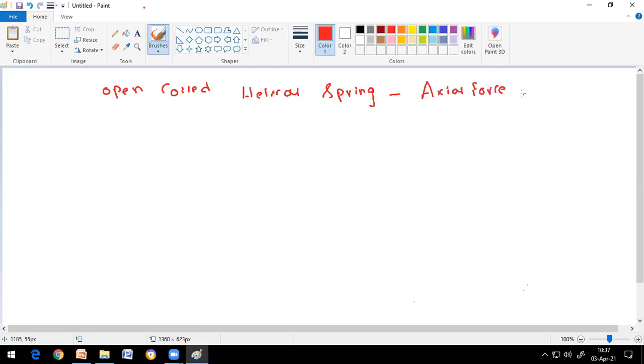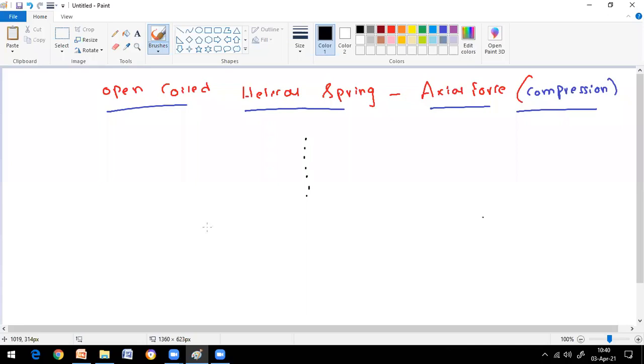What type of axial force? Compression force. Why? Because these springs are majorly used for compression. Okay, so let me draw the diagram. Guys, is it audible? Yes, sir. Okay, so let me continue. So the open coil helical spring has an axial force, which is in terms of compression.